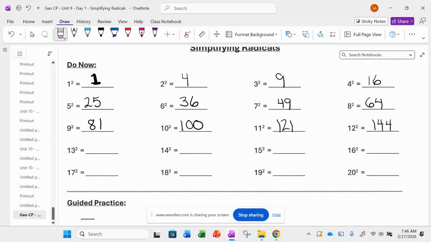All right, going a little bit deeper. 13 squared is going to be 169. 14 squared, all you're going to do is change the 6 and the 9. So if you could memorize that 13 squared is 169, then you could remember that 14 squared is 196. We're just switching the 6 and the 9. 15 squared is 225.